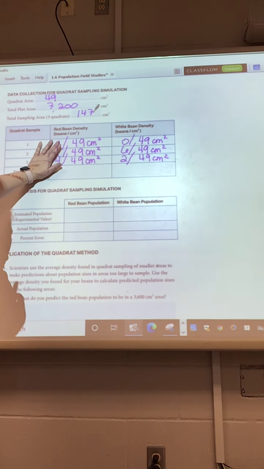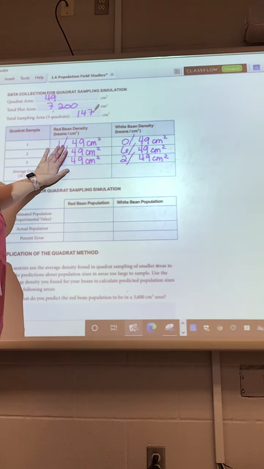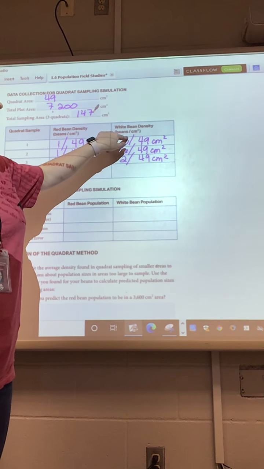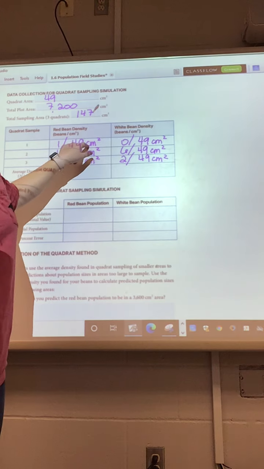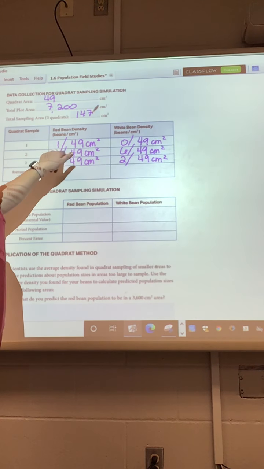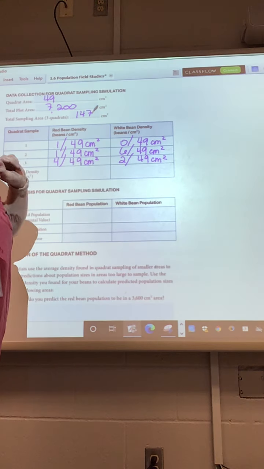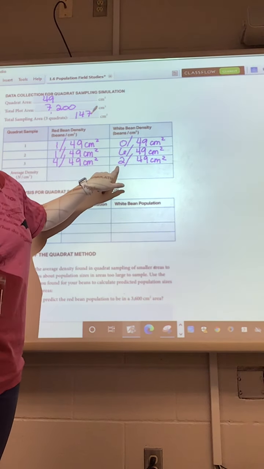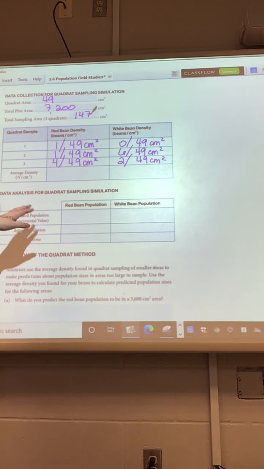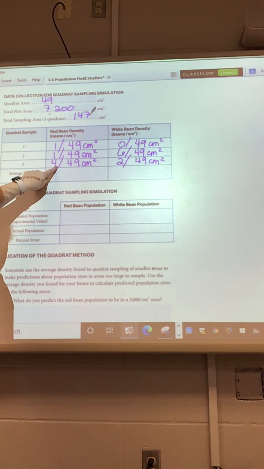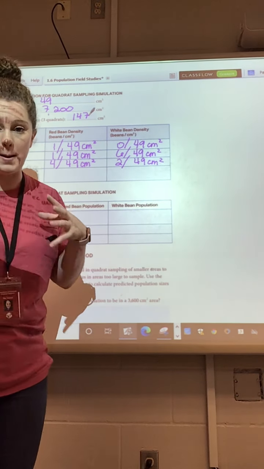All right, so you saw me take this data. The first time I threw it, I got 1 red bean and 0 white beans in my 49 centimeter square quadrat. The second time I threw it, I got 1 red bean and I got 6 white beans. And then the last time I threw it, I got 4 red beans and 2 white beans, okay?